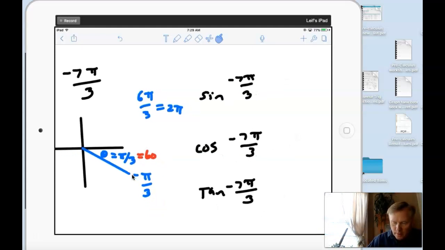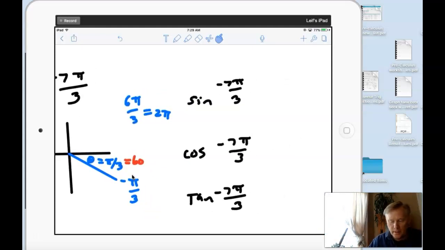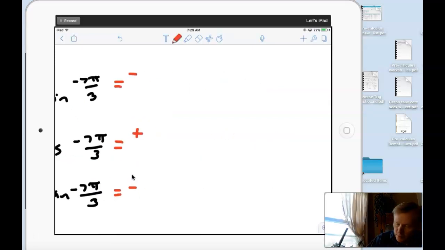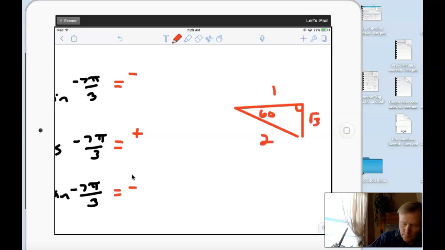So let's see. Before I get to the actual numbers here, let's figure out positives and negatives. Sine is negative in the fourth quadrant, cosine is positive in the fourth quadrant, and tangent is negative. So before I forget those. Now that I've done that, I can go back over here and just treat this like a regular 30, 60, 90 triangle. So this is 1, 2, square root of 3.